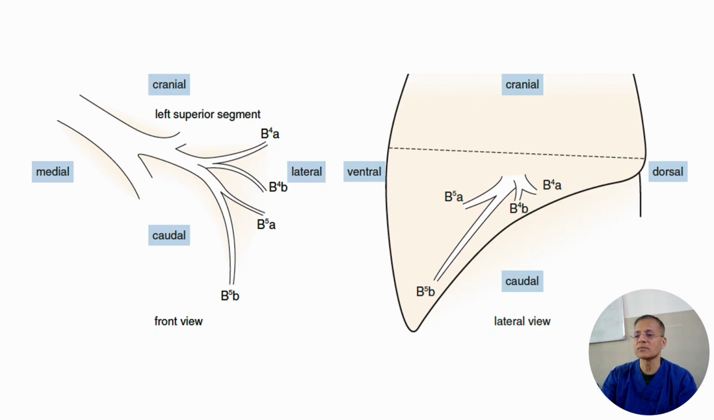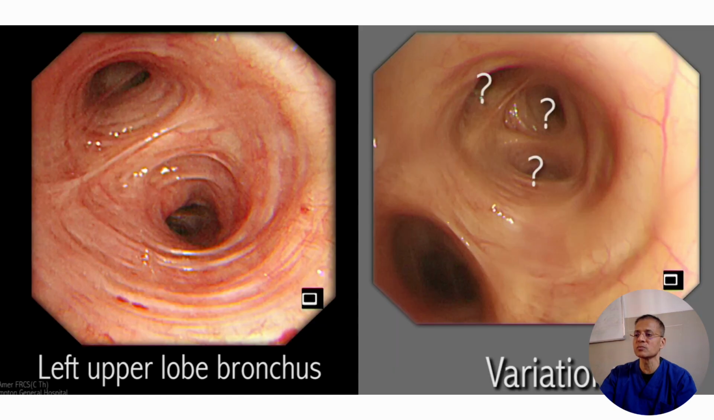In the image, B4 means the superior and B5 means the inferior. The superior will divide into B4 A and B, lateral and medial. So B5 and B5A are the superior, B4 is the inferior. So this much you must remember in the frontal image and the lateral image.